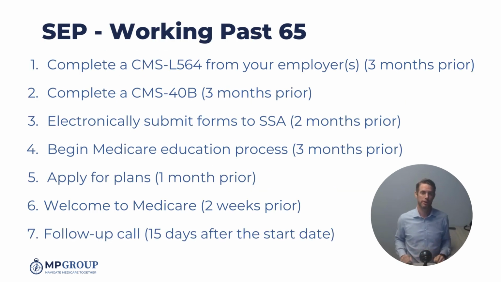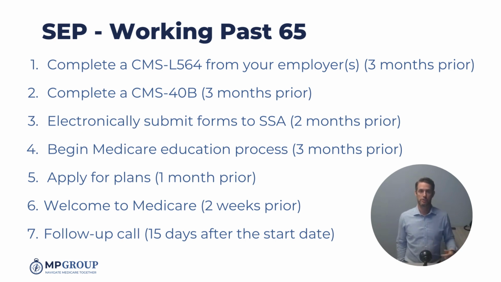Now, a special enrollment period, the timelines are very similar, a little bit different process. If you're working past 65 and you're using an SEP, you need a document from your employer called a CMS L564, which is what's going to prove you've had creditable coverage since you turned 65 and allow you to enroll throughout the year and avoid penalties.